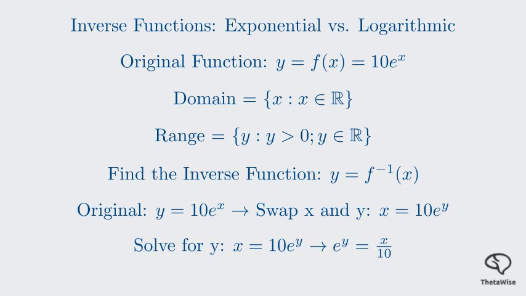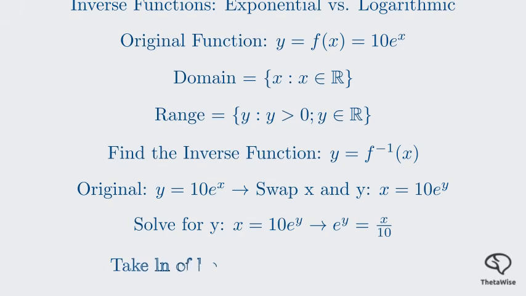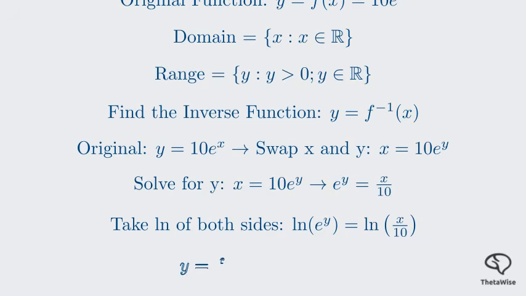To solve for y, which is in the exponent, we must use a logarithm. The base of our exponential term is e, so we'll use the natural logarithm, or ln. We take the natural log of both sides. The natural log of e to the y equals the natural log of x over 10. Using the logarithm property that ln of e to the power of y is just y, we arrive at our inverse function. Therefore, y equals the natural log of x over 10, which is our inverse function, f inverse of x.